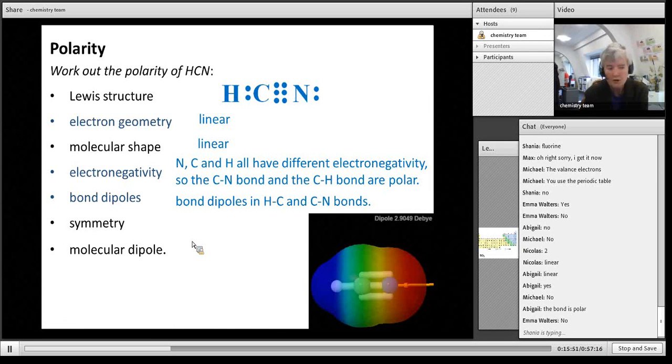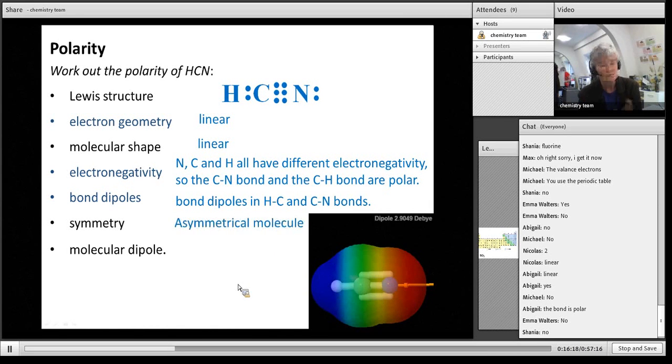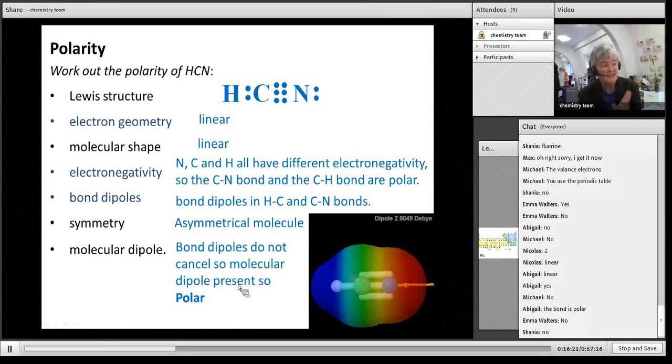No. Correct. If we draw a line along this axis, this top half does equal the bottom half, so there is a plane of symmetry. But if I bisect through here, through the carbon, or any one of these bonds but through the central atom, you can see the right-hand side is not the same as the left-hand side. So the molecule is not symmetrical, so those bond dipoles do not cancel.